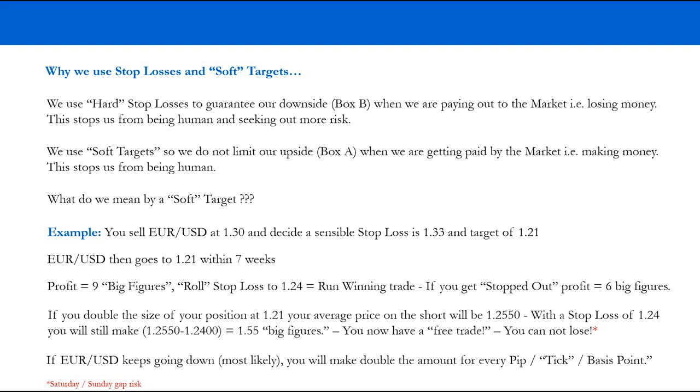The first cut is always the cheapest cut. Remember that quote. So entering hard stop loss orders to guarantee your downside, pulling from box B when you're paying out.